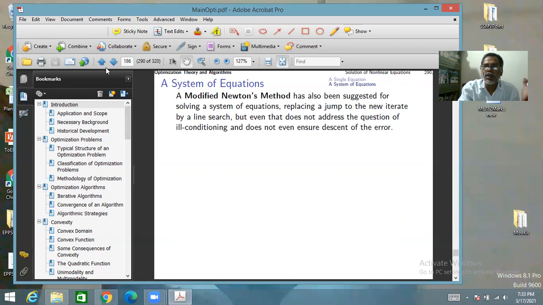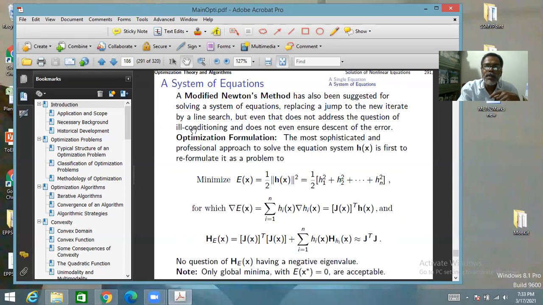One basically different approach to solve a system of nonlinear equations is to formulate it as an optimization problem. And this turns out to be the most sophisticated and professional approach to solve an equation system like this, h(x) equal to 0. Okay. So first reformulate it as an optimization problem. It should be h(x) equal to 0 because it is an equation system.